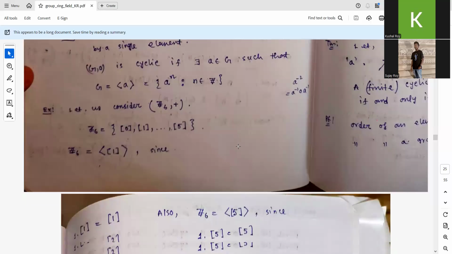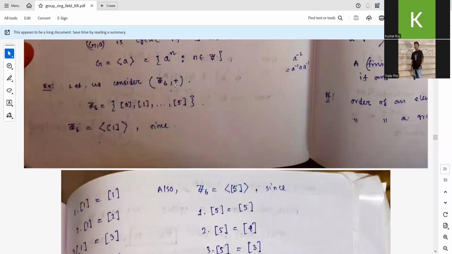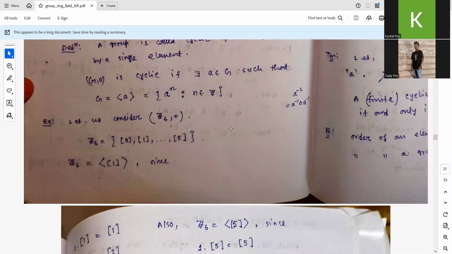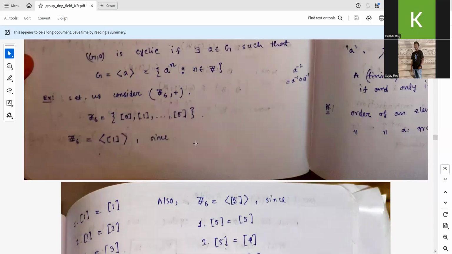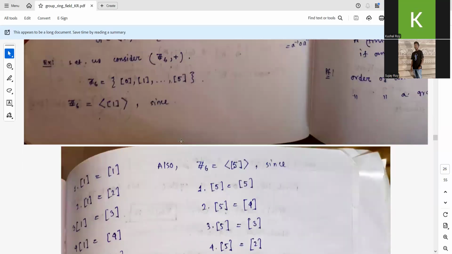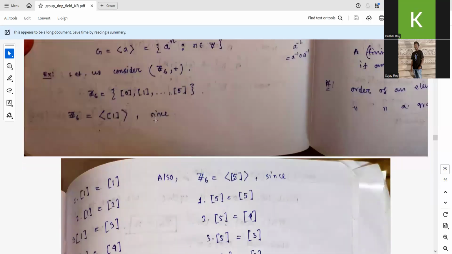Okay. So let us consider an example. Let us consider Z6 plus. I have discussed this earlier, in the class also, the group of residues. So this group of residues is a very important group. Okay, so let us consider the Z6 class. Z6 is the collection of 6 classes, so from 0 to 5. And we show that this group is generated by the single element 1.